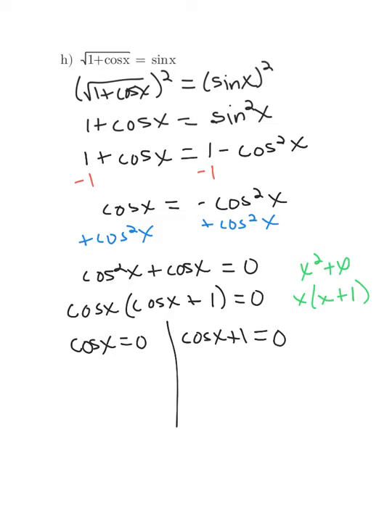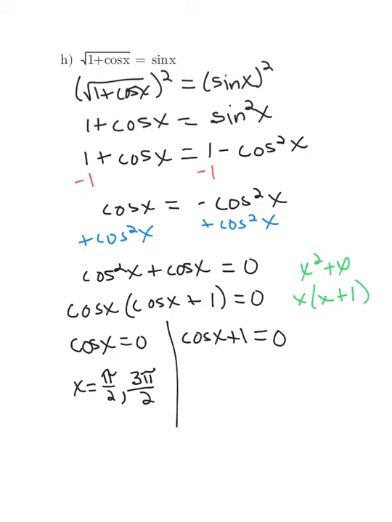It says cosine of x equals 0. So you have to ask yourself, at what angle or angles is the x value 0? That happens at two places. That happens at pi over 2 and 3 pi over 2. So that equation is done.